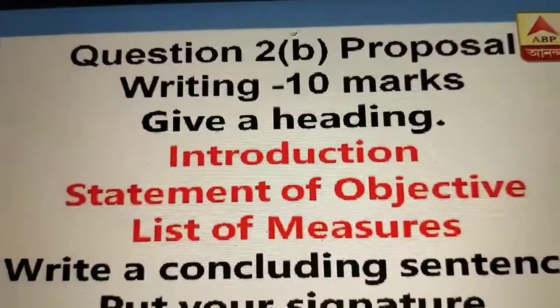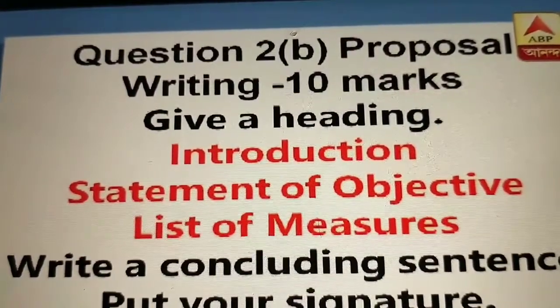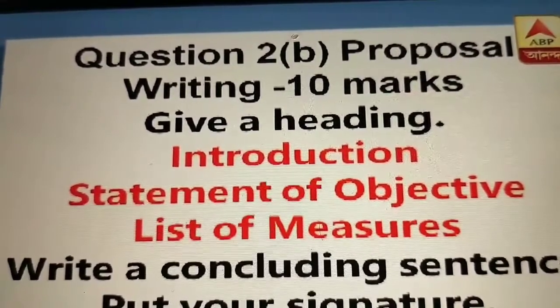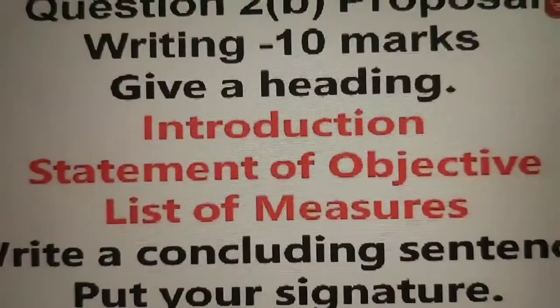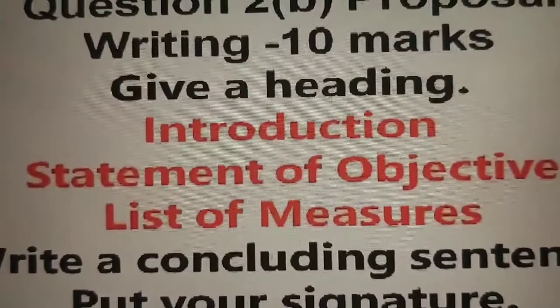Without writing, give a heading. Don't write, give a heading. You just give a heading. But those 3 in red, introduction, statement of objectives, and list of measures, are the 3 subheadings that you will need to write when you are writing a proposal.